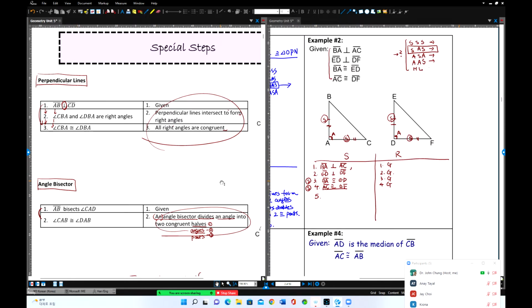When you have a perpendicular over here, what is the next step? The angles are right angles. Okay? So from here, they are both perpendicular. We can get it together from here. You can write down over here: angle A and angle D are right angles.